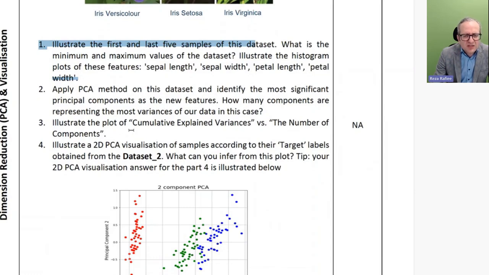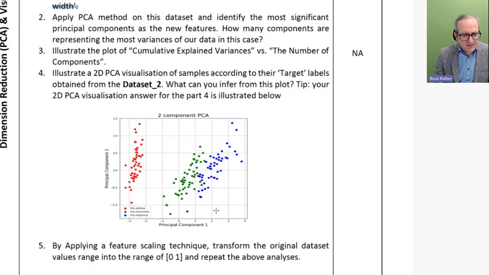3, we're going to illustrate the plot of cumulative explained variances versus the number of components. And 4, illustrate a 2D PCA visualization of samples according to the target labels obtained from dataset 2. What can you infer from this plot? And the plot would be similar like this.